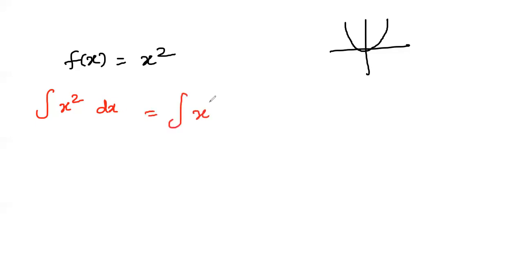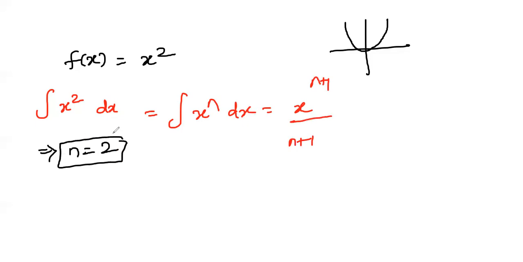So the formula is integral of x raised to the power n dx is equal to x raised to the power n plus 1 whole upon n plus 1, isn't it? Now the value of n is nothing but 2. Just compare your formula to your question. The base x stays the same, which is x. The power n is nothing but 2, right? So just substitute them in the right hand side.